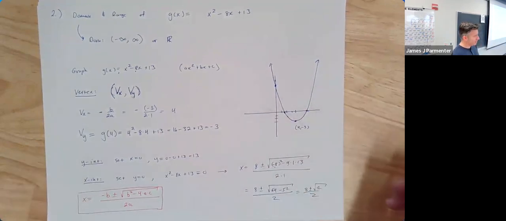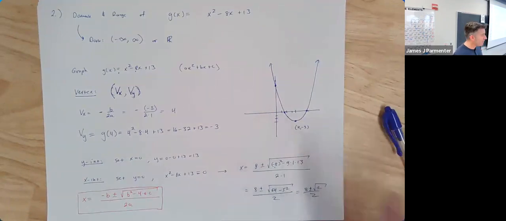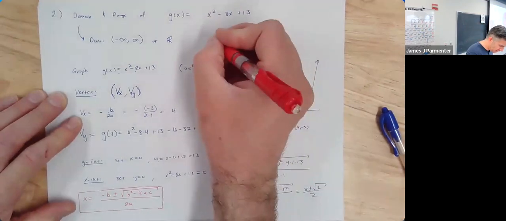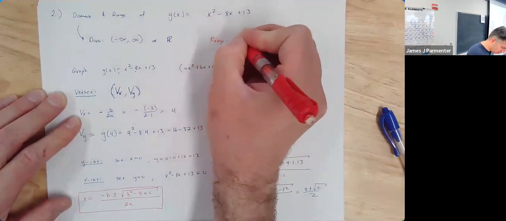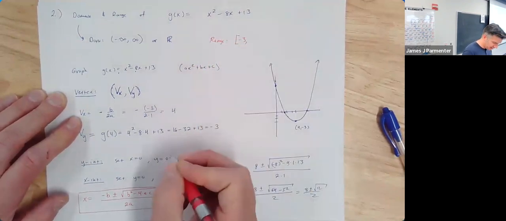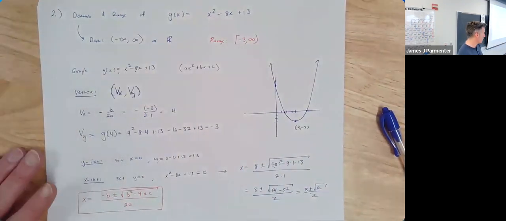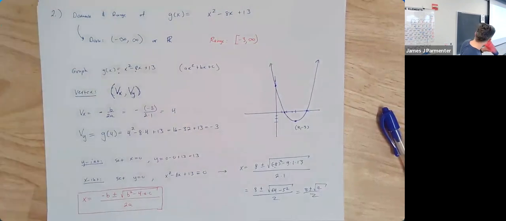Okay, but I kind of got away from the question, which was to find the domain and the range. Now that we've graphed it, this is why the vertex is really the most important point. Now that we know that the vertex has a y-coordinate of negative 3, we can see that the range goes as low as negative 3 and has no upper limit. It just keeps going and going.